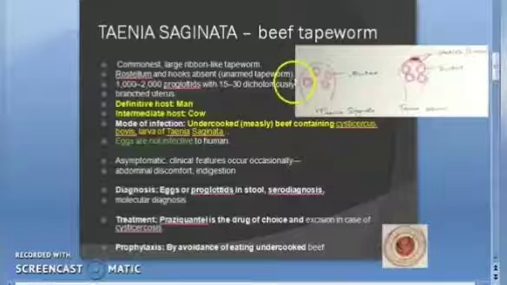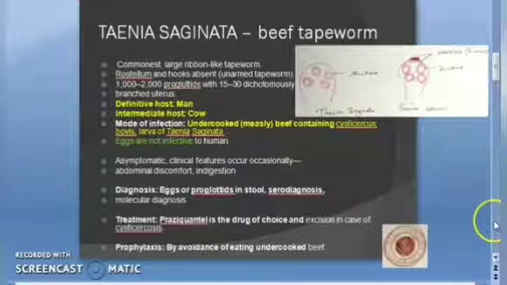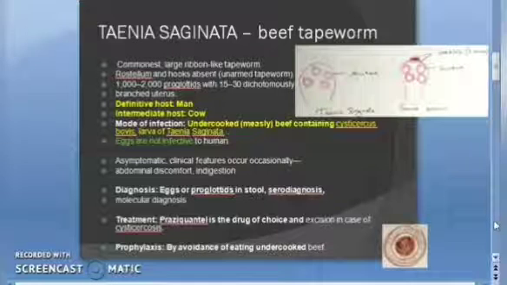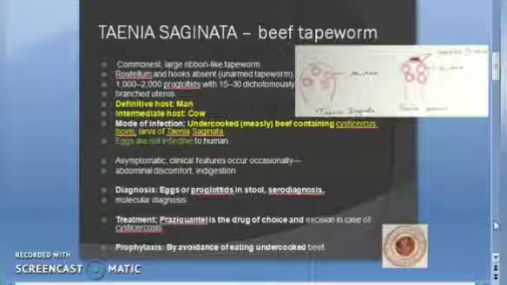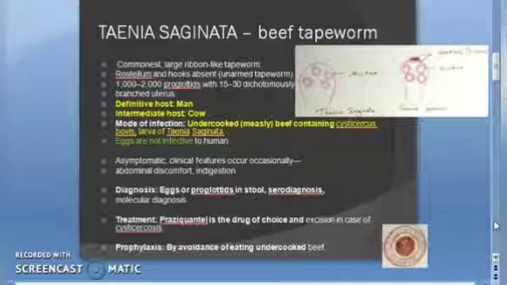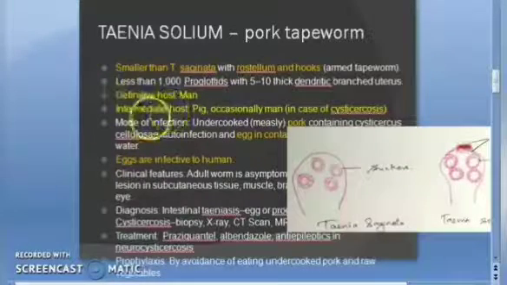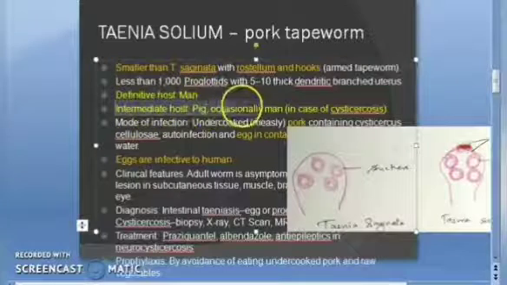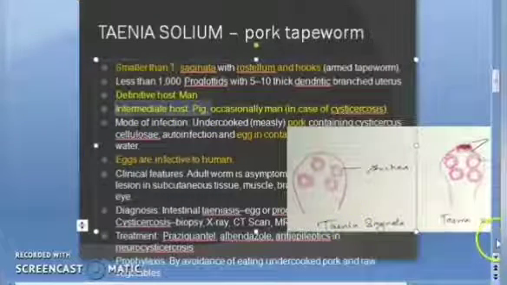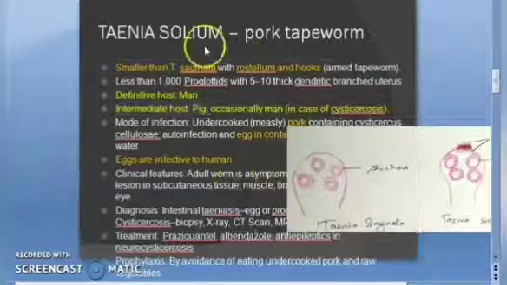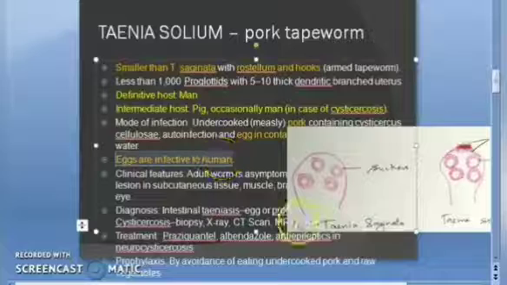We saw that Taenia saginata is the beef tapeworm. Definitive host is man. Definitive host man. Taenia saginata. Intermediate host cow. Okay. So, Taenia solium, definitive host is man and intermediate host is pig. Okay. So, then Taenia solium, the difference is that the eggs are infective to human.